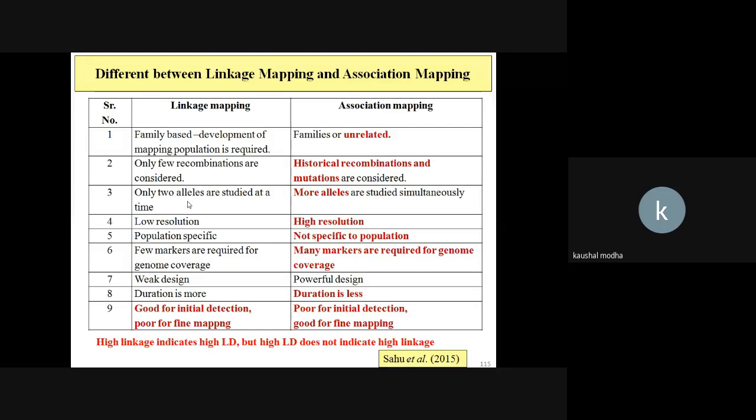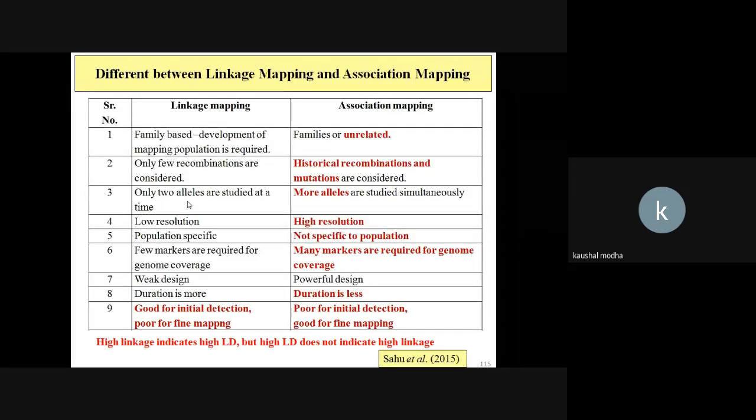Linkage mapping is weak design. That means it doesn't give you the accurate result as you get in association mapping. Association mapping is powerful design, takes into consideration recombination events, many recombination events. Duration is more because we need to develop mapping population. Duration is less in case of association mapping.